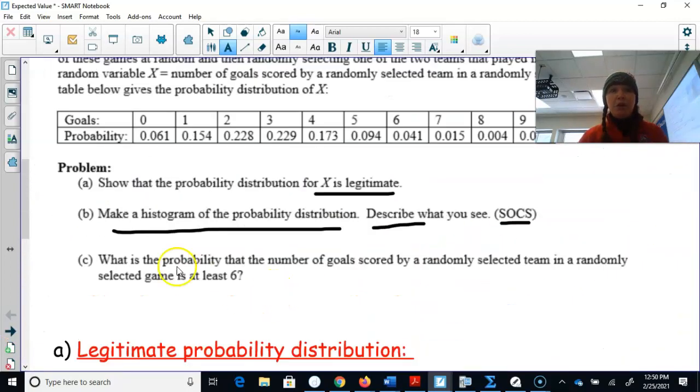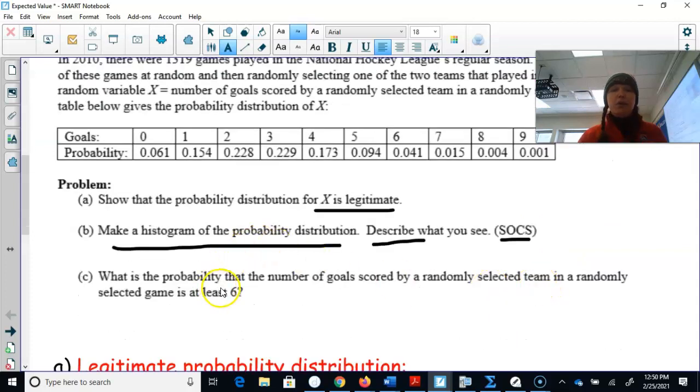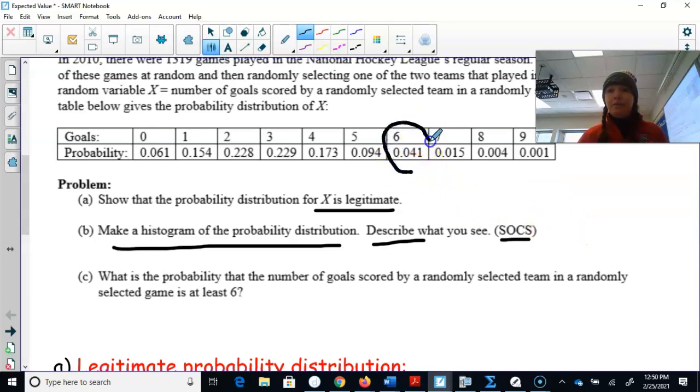So let's go back and look at our problem. For the NHL goals, we talked about what makes it legitimate. We talked about how to graph it and describe it. The last question here is, what is the probability that the number of goals scored by a randomly selected team in a randomly selected game is at least 6? So what does it mean to be at least 6? At least 6 is 6, 7, 8, or 9. That's at least 6.